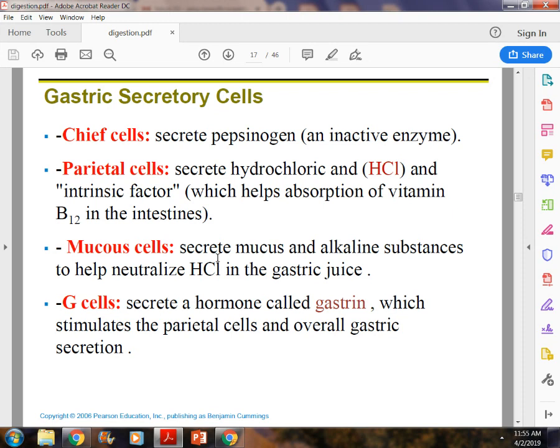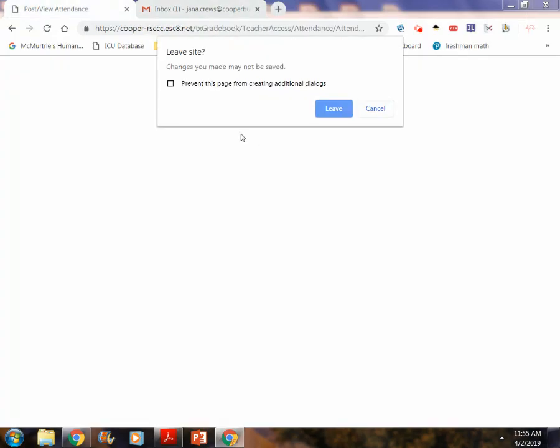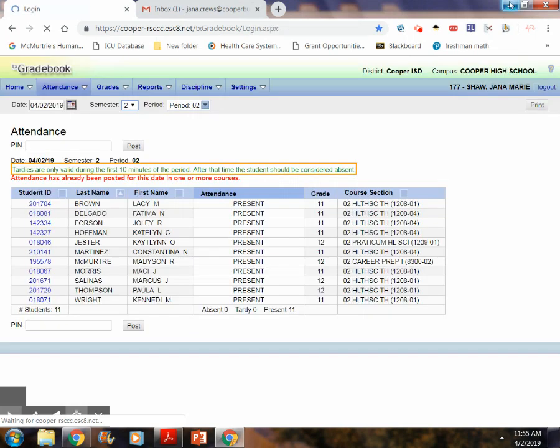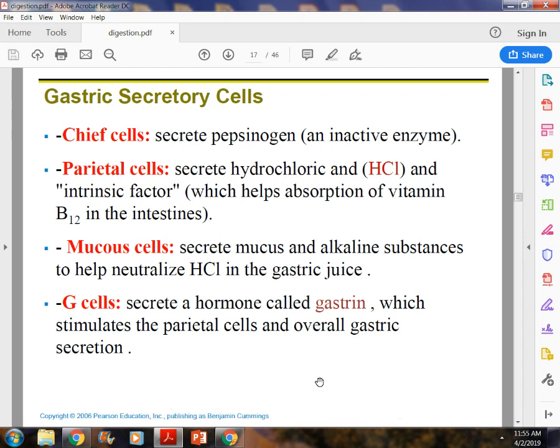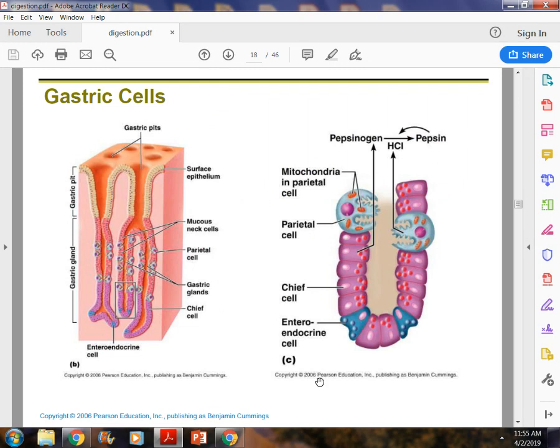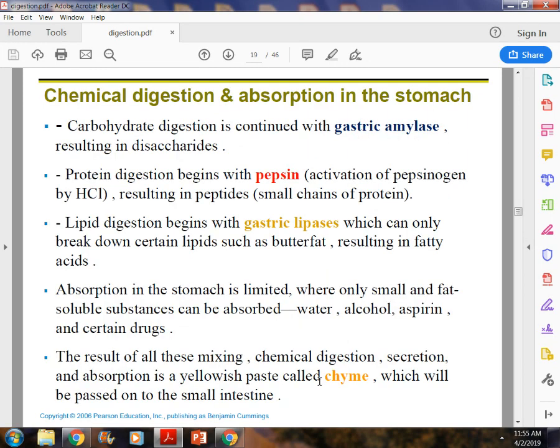Also, then we have G cells. G cells secrete a hormone called gastrin. They are very important. Gastrin is basically what starts all digestion. Without gastrin being secreted, we would not be able to stimulate the other cells and secrete the other hormones that we need so that we would be able to digest food. So this is what your gastric cells look like.